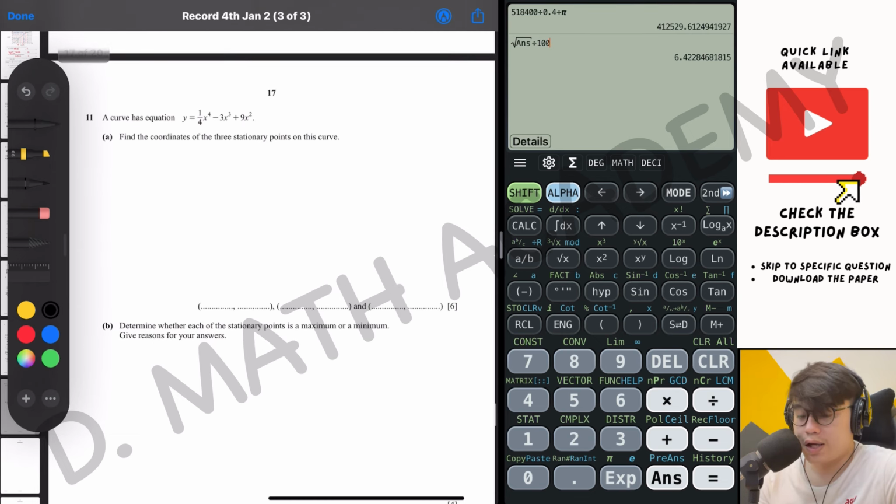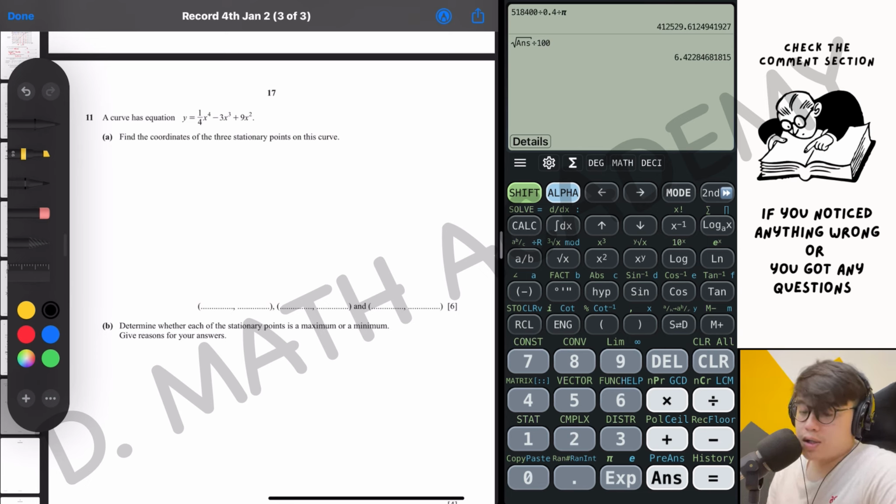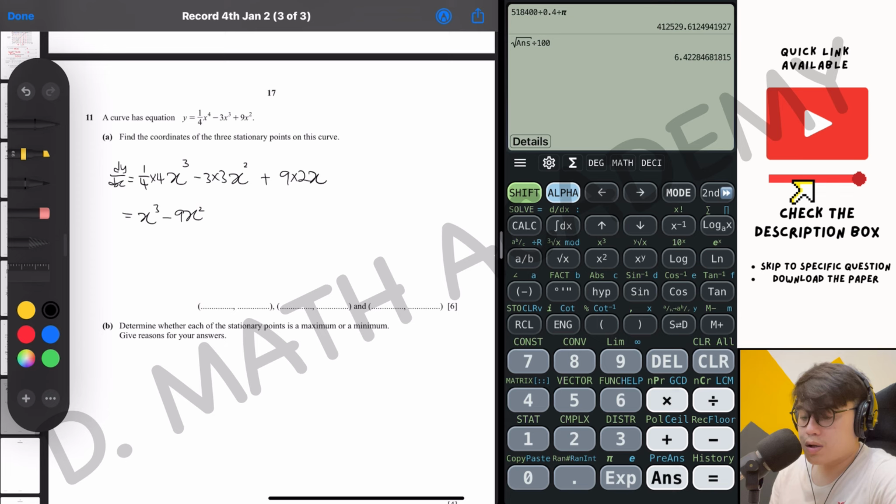Lastly, we have question 11. Okay, so for this question, they said that there are 3 stationary points. So you have to find your dy/dx first to get it done. We will have 1 over 4 times 4x cubed, because we bring the power out, the power will now decrease by 1. As for 3 times 3x squared, then 9 times 2x. So you have x cubed minus 9x squared plus 18x as your answer.